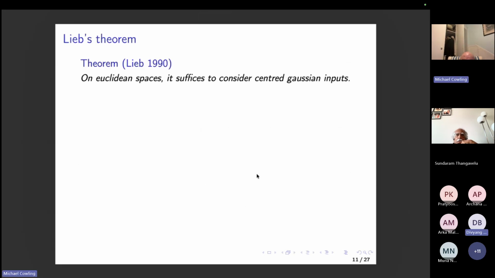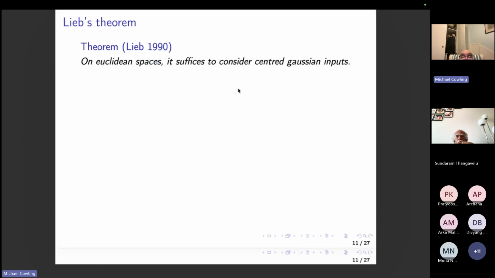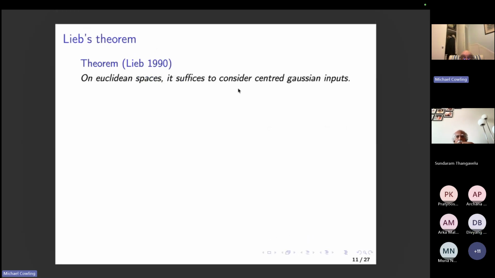So anyway, let me just tell you, it's a theorem of Lieb from 1990, which says that on Euclidean spaces, it's enough to look at centered Gaussian inputs. So this means that it's enough to take functions f_j, not general functions in L^{p_j}, but just functions that are Gaussian functions and centered, which means that they're centered at the origin.